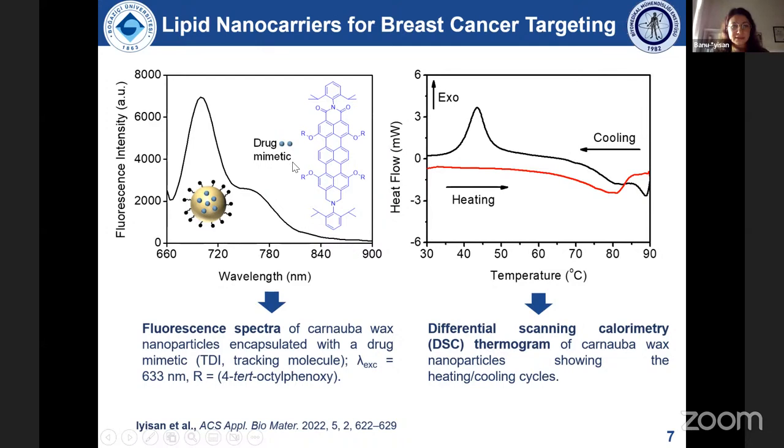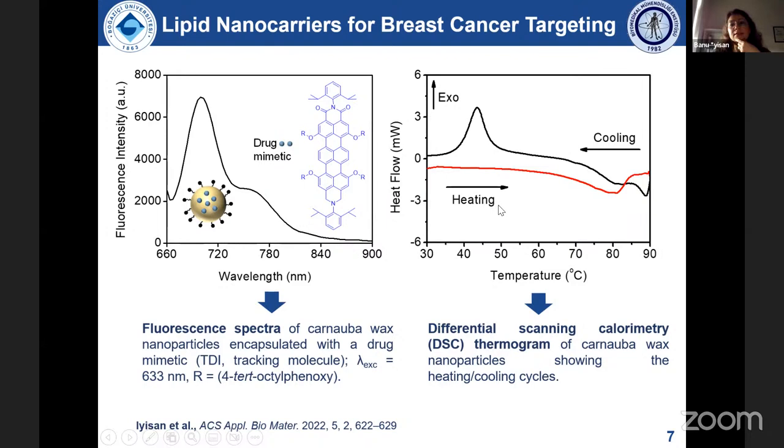It was not a real drug, but one which could mimic the drug we use. And it showed fluorescence properties, so we could easily monitor this drug by following the fluorescence intensity. And we were sure that our drug mimetic is there.